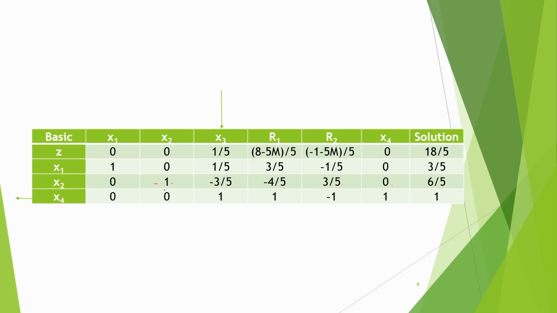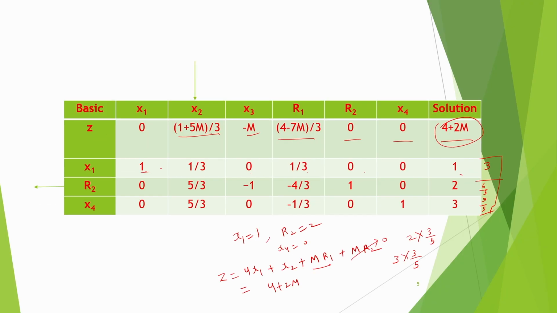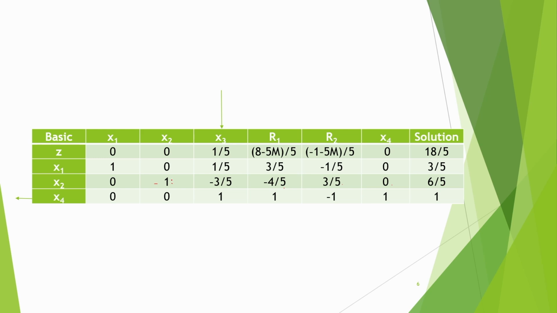Then x2 becomes the pivot column, so you multiply by the appropriate things so that above and below all the elements they become 0. So in the Z row, the coefficient of x2 was what? 1 plus 5M by 3. So you have to multiply the pivot row by 1 plus 5M by 3 and subtract from the Z row, you will get this type of thing, and the solution will come 18 by 5. Similarly, you have to do that for the x1 row also and for the x4 row also, and you get this type of thing.